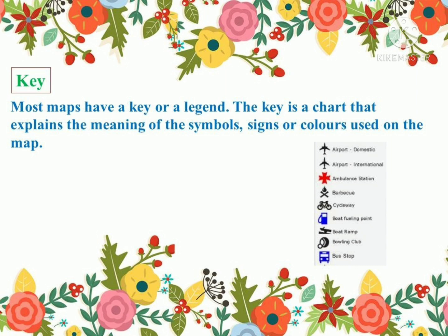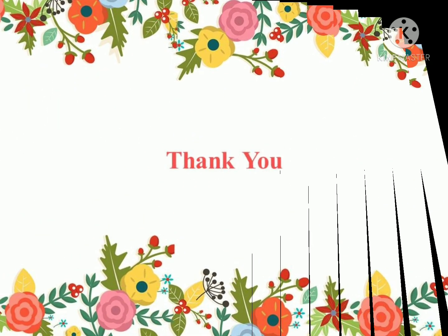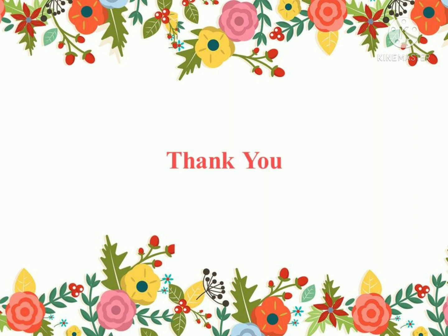Last feature is key. Most maps have a key or a legend. The key is a chart that explains the meaning of the symbols, signs, or colors used on the map. So, why is the key important? Key or the legend is important because it gives you the information about the symbols, signs, or colors used on a map. I hope the features are clear to you.